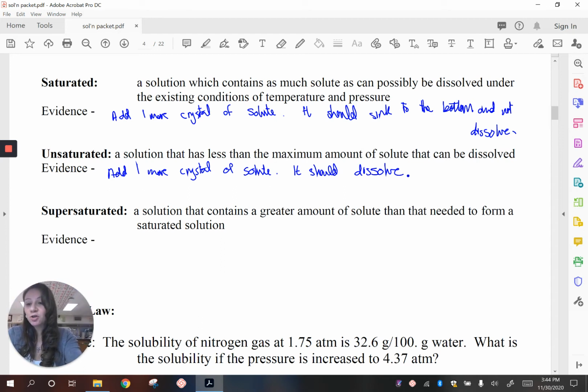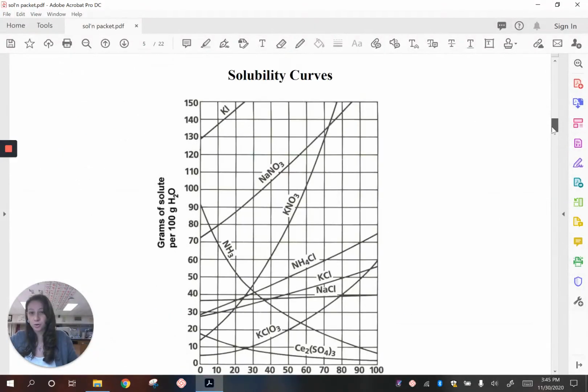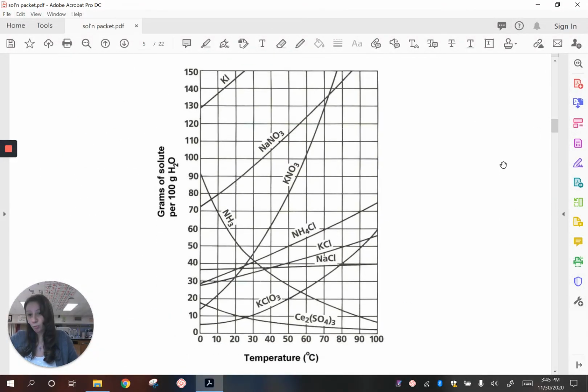So we can have saturated, unsaturated. You can also have a supersaturated solution. That means it's super full. It has a greater amount of solute than you can possibly hold at that given temperature and pressure. How can that happen? It doesn't happen with all substances, but some substances can form supersaturated solutions. For example, sugar with water can, but salt water cannot.